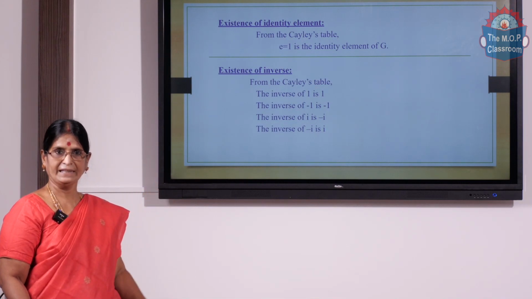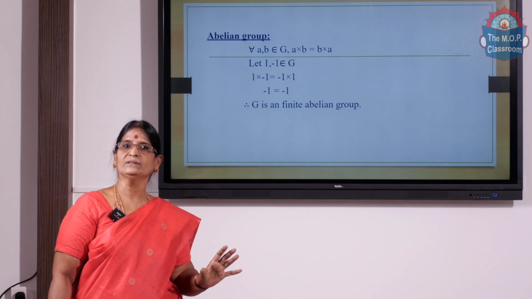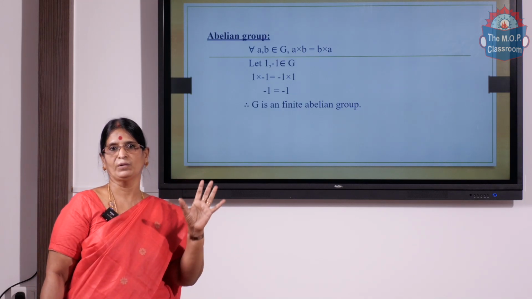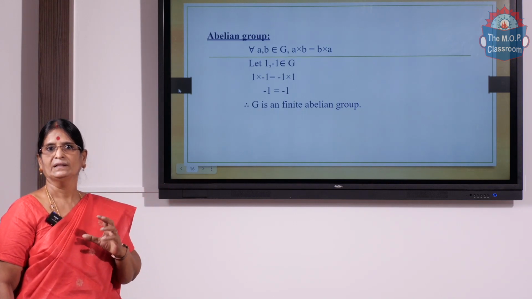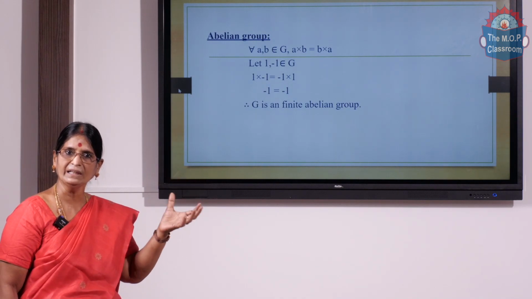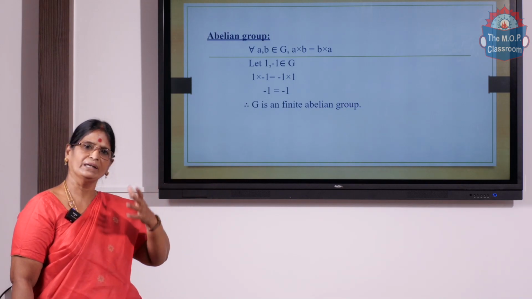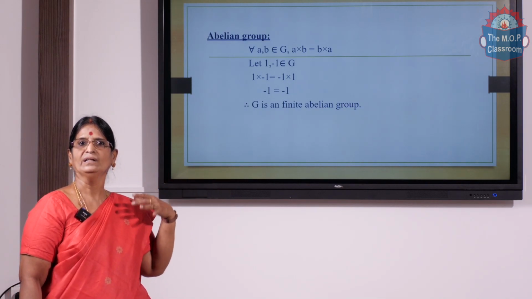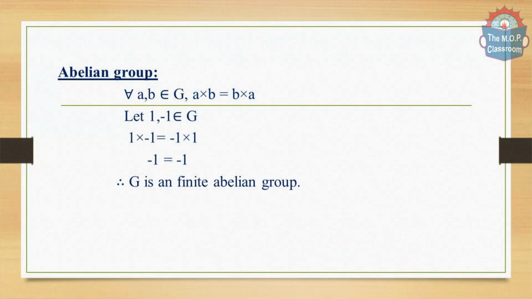Now we have proved all the 4 conditions of a group, so G forms a group. Next, let us check whether G forms an abelian group or not. Let us consider the law: for every a, b in G, a star b equal to b star a. I have to check this condition. We can take any 2 elements, multiply the left hand side and right hand side, and check whether both sides are equal. Here I am taking 1 and minus 1 in G.